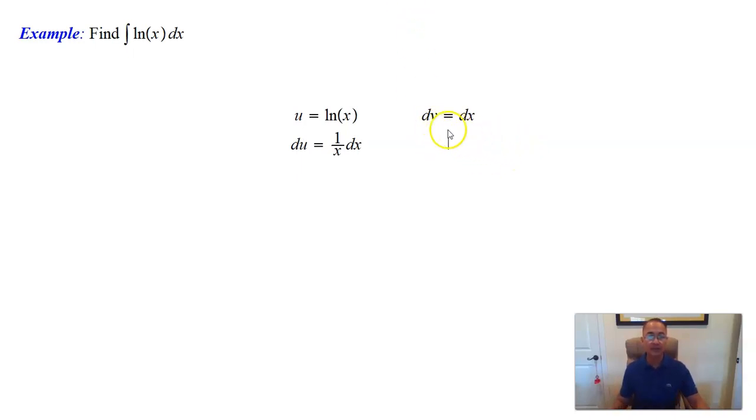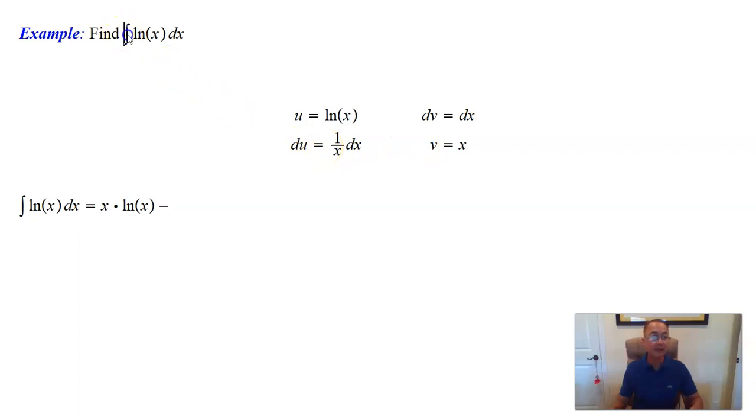So now what about dv? dv is dx, so v must be simply x. All right, so according to the integration by parts formula, the antiderivative of ln of x dx will be u times v. So we multiply u by v. It probably looks more natural if x goes in front. So we have x times ln of x. Let me put a multiplication symbol just for emphasis. Minus the integral of v du.